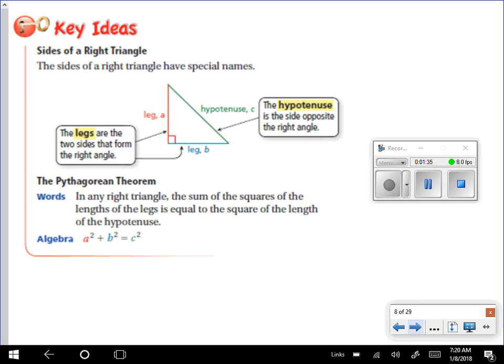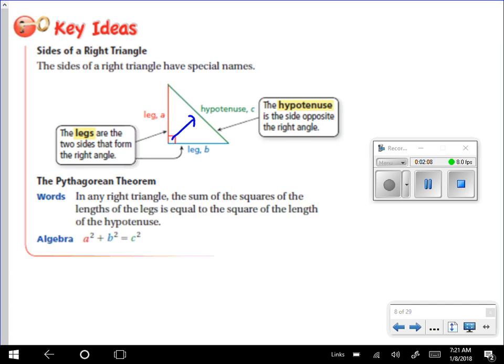The sides of a right triangle have special names. The legs are the sides that make up the 90-degree angle. So we have a leg here and a leg here. You obviously need two pieces to make up a right angle. So those would be called your legs. And then we have this big word here. You may or may not have heard of it, but it's called the hypotenuse. It is the side opposite of the right angle. So as you can see, it is opposite of the right angle.